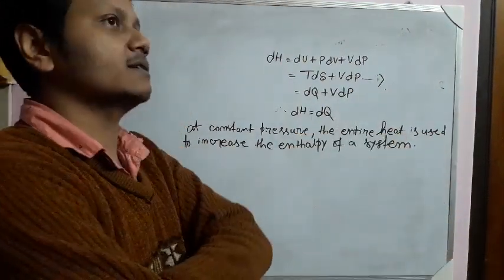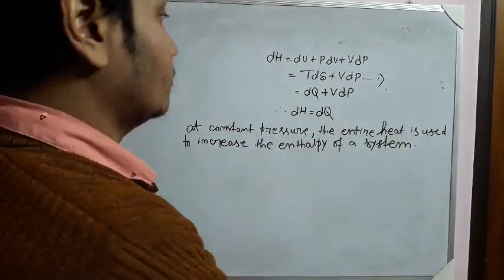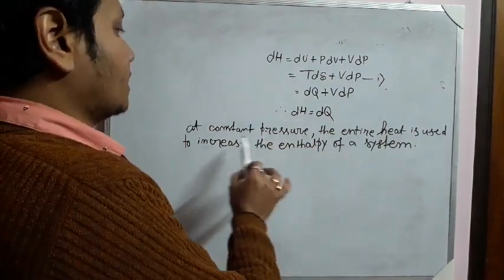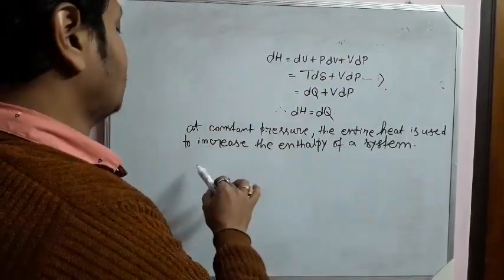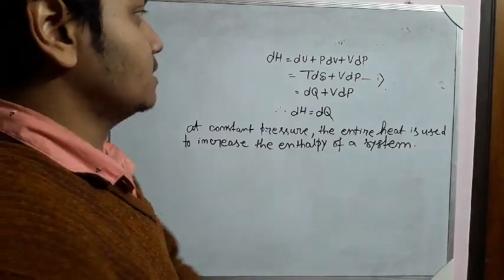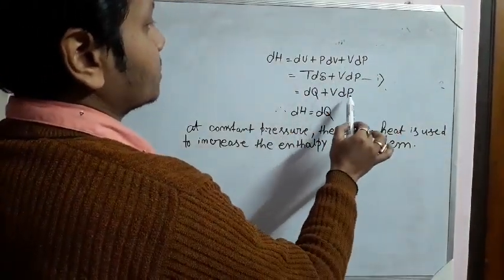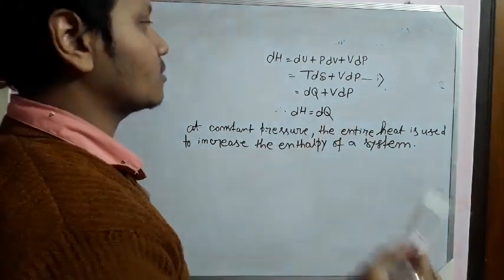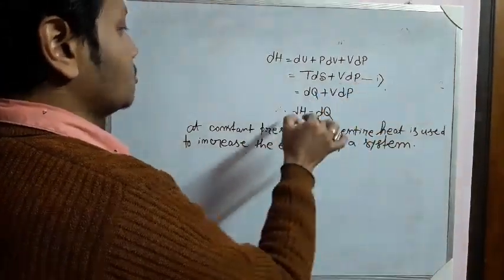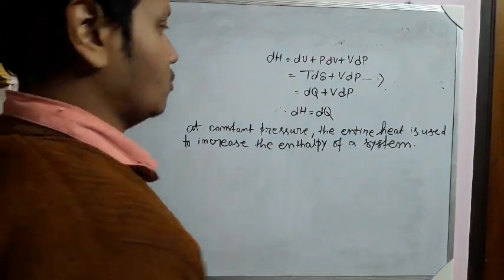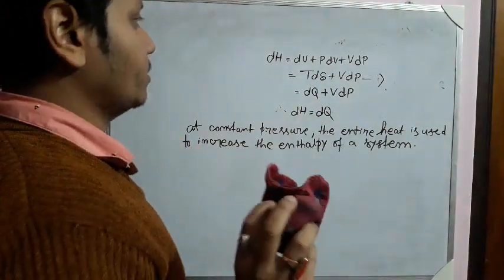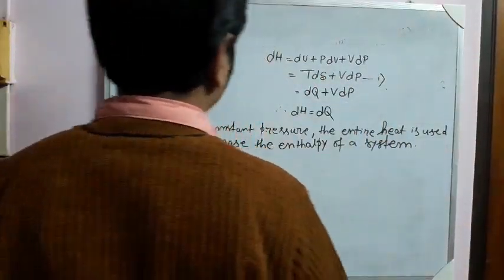What is the physical significance of enthalpy in thermodynamics? You have to write: at constant pressure, the entire heat is used to increase the enthalpy of a system. That is, dU plus PdV means dQ, plus VdP. So if you make pressure constant, this term will be 0, so dH is equal to dQ. So this is a brief description about enthalpy.